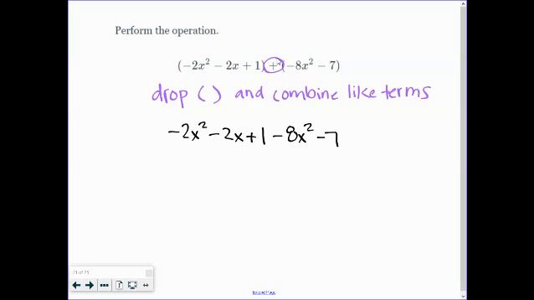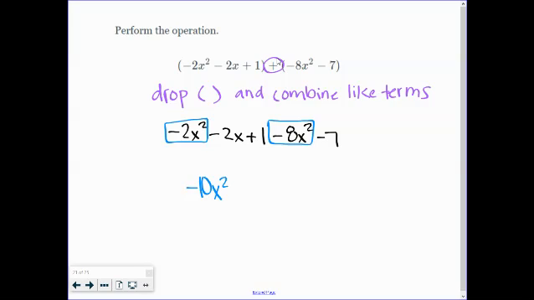All right, now I've said that I like to use different shapes or different colors to identify different like terms. X squared is one term, so I can go ahead and find all the other x squareds and put a box around it. Negative 2x squared and negative 8x squared is going to give me negative 10x squared.